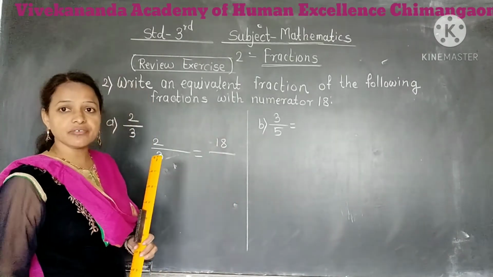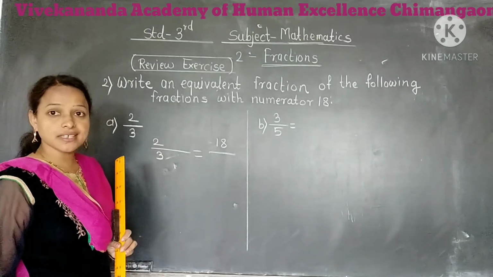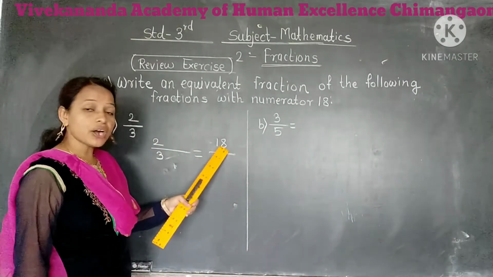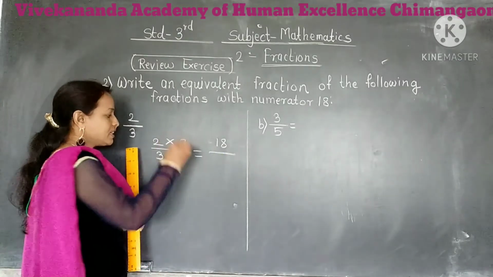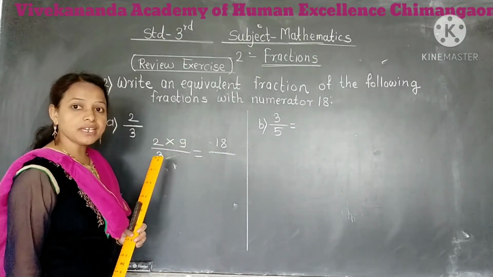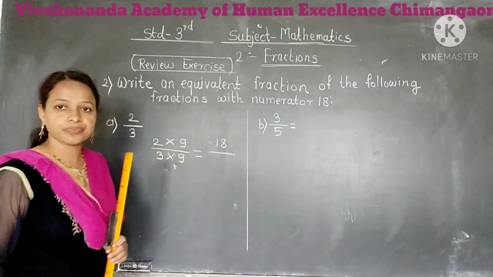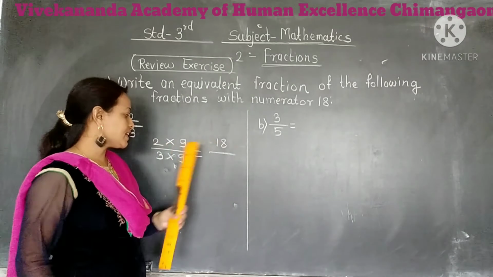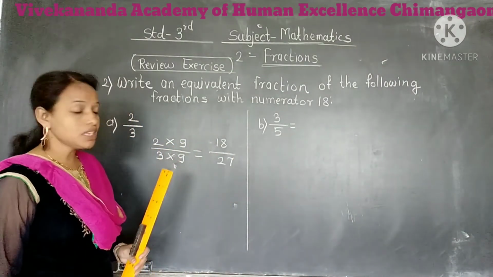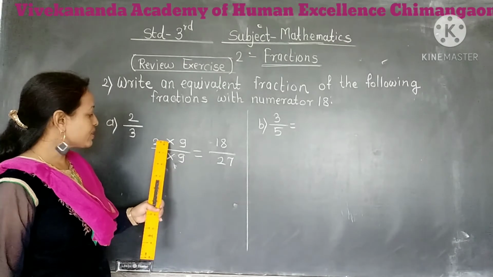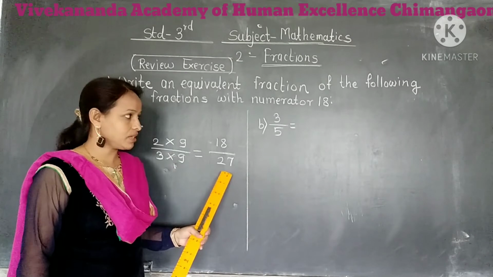So how to get an equivalent fraction? By multiplying the numerator and denominator by the same number. So here, how to get 18? By multiplying 2 by 9. 2 nines are 18. So here we have to multiply the denominator 3 also by 9. So we get 2 nines are 18 and 3 nines are 27. See, here we get the equivalent fraction of 2 upon 3 as 18 upon 27.